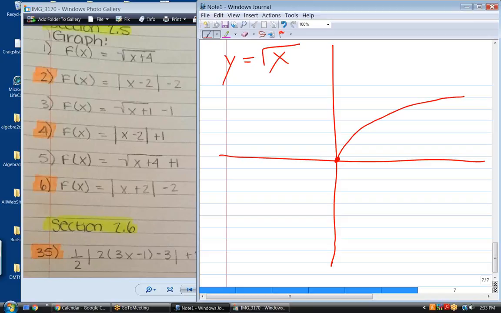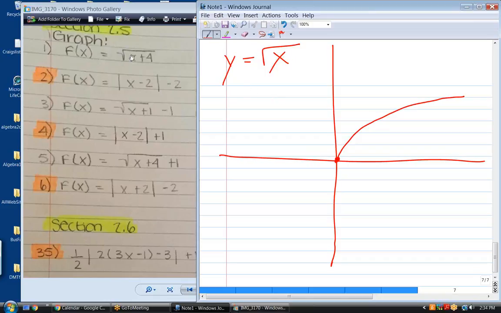Right, okay. In other words, x has to be 0 or greater, and y is always going to be positive. So it never goes to the left of the y-axis, and it never goes below the x-axis. And this is a closed dot because x can be 0. Remember, I'm graphing this function here, the elementary function.